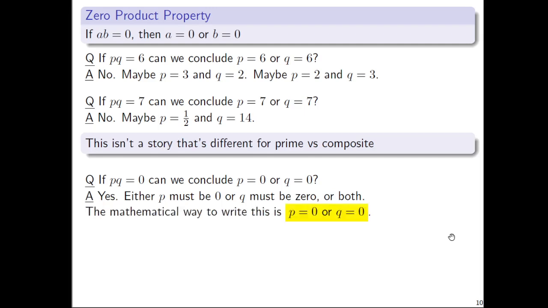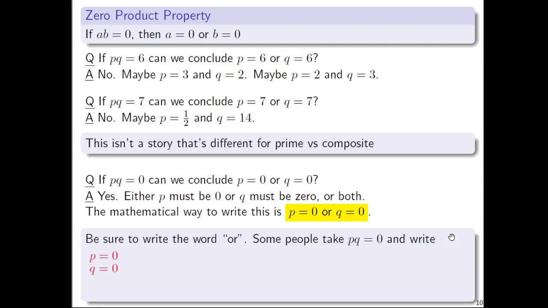The way that we write this is what you see in the yellow box here: P equals 0 or Q equals 0. Be sure to write the word or. That is going to be required. I will be looking for that. So again, be sure to write the word or.